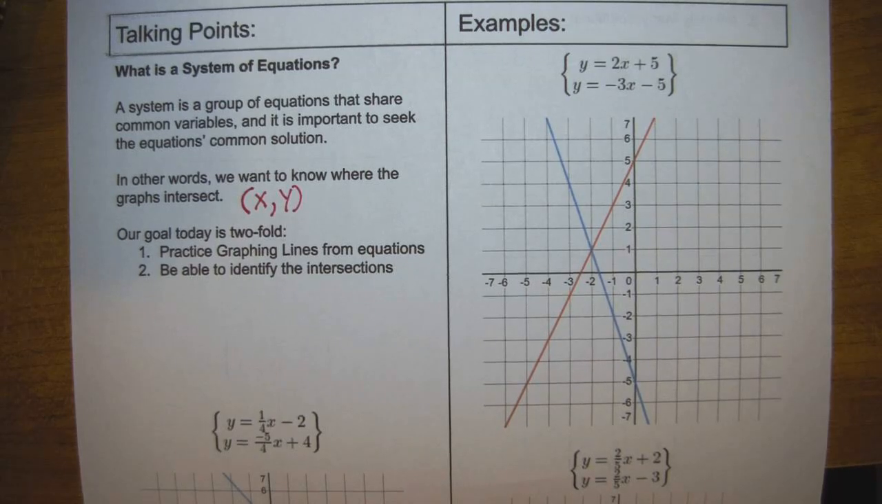So our goal today is twofold. First, we're going to get some practice graphing our lines for various equations. And then finally, we're going to be able to identify those points of intersection. Where do our lines cross? Now, to help you out, I'm going to be working in two colors today, red and blue, so that you can see the difference. If you would like to work in two colors, you may. It's easier to erase if you just work in pencil, but sometimes it's easier to see if you have two colors going on.